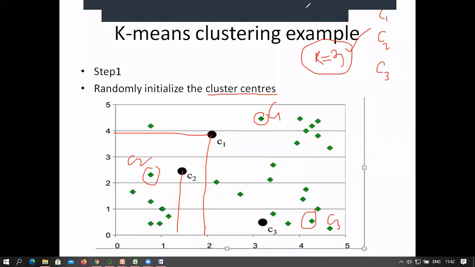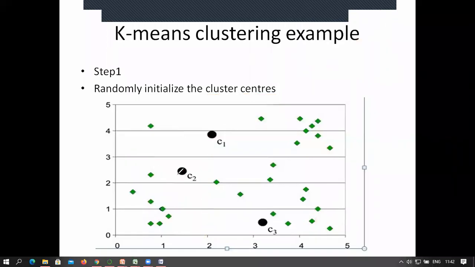Okay. So first of all, I need to take 3 data points. Why am I taking 3? Because I have already decided that the value of K is 3. After deciding the value of K as 3, I need to take 3 centroids. And again, I'm repeating that these 3 centroids can be 3 data points that are already given to you, or they can be some new data points. Anything you can take as the 3 centroids. So here I have taken, suppose, 3 new data points as 3 centers, C1, C2, and C3.